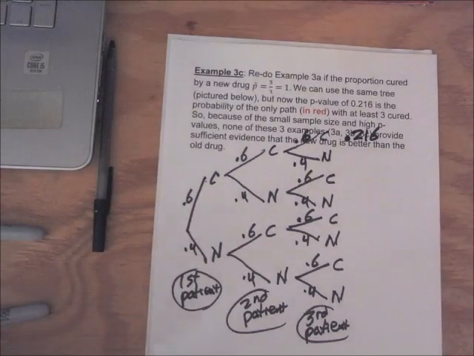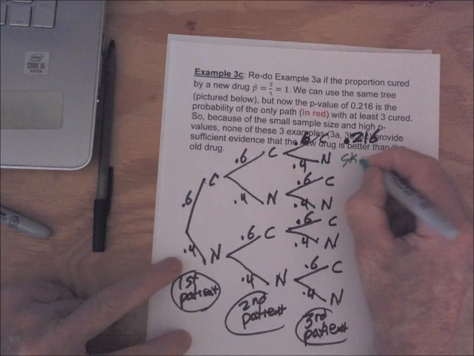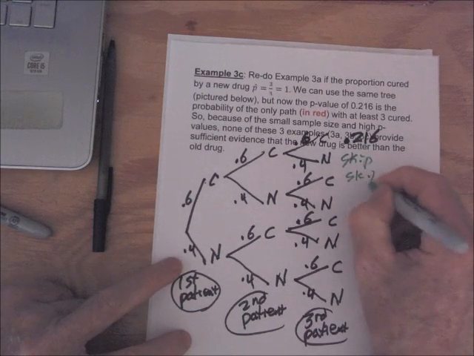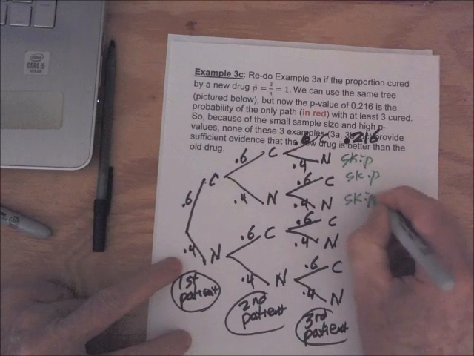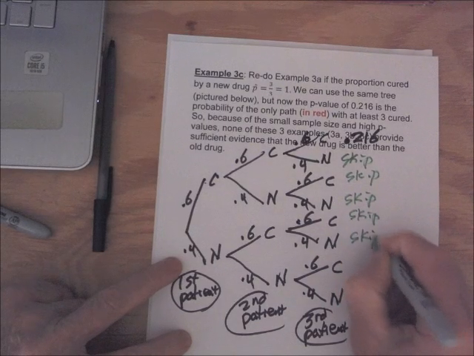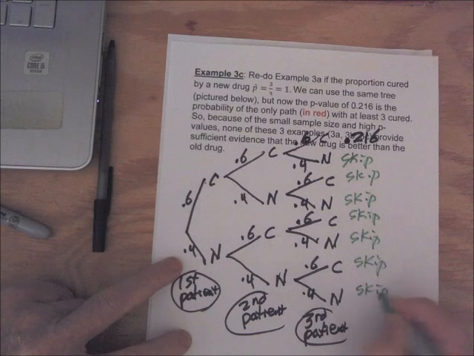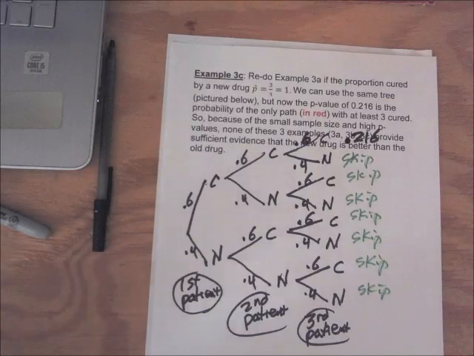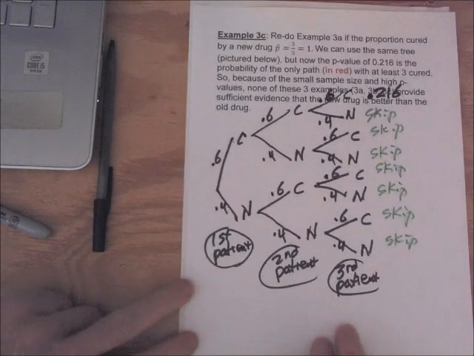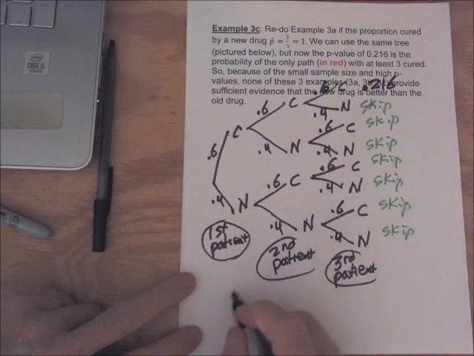And the rest of the paths we can skip. So we want to skip these where less than 3 were cured. So the p-value, there's only one number to add there. The p-value is going to be 0.216. So that evidence is a little bit stronger, but still weak evidence because of our small sample size.